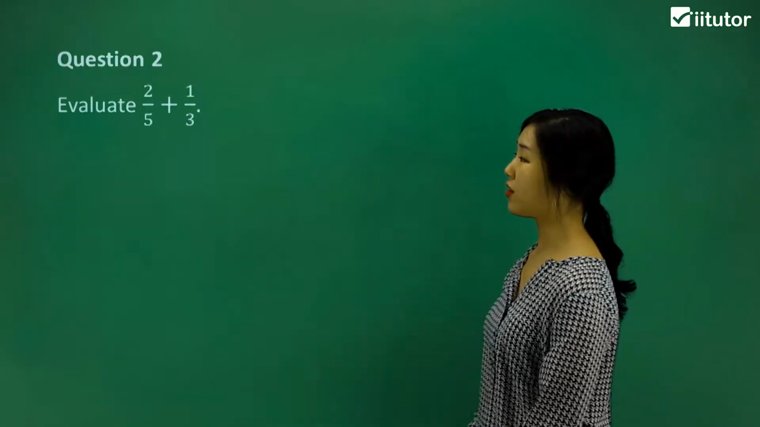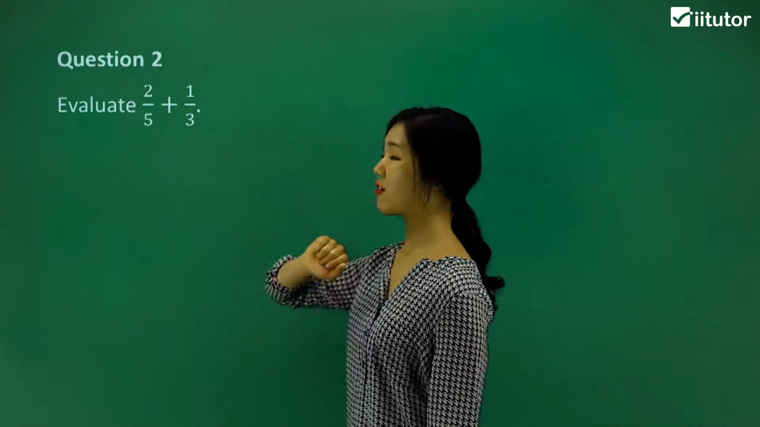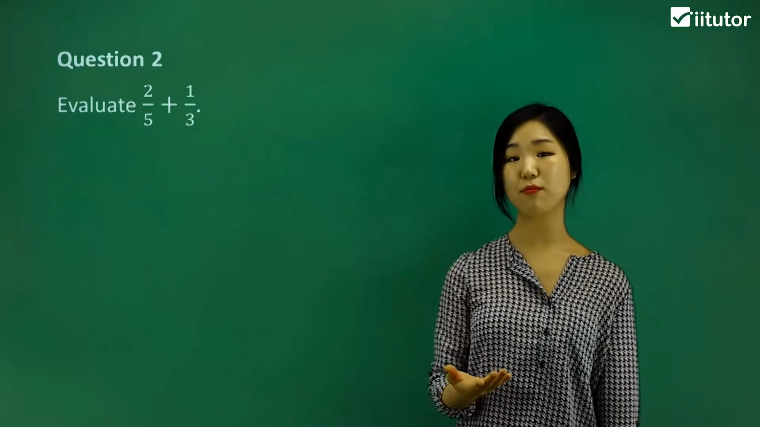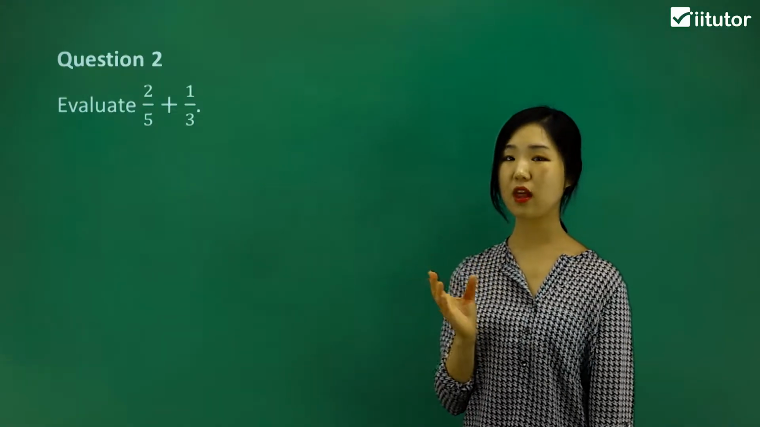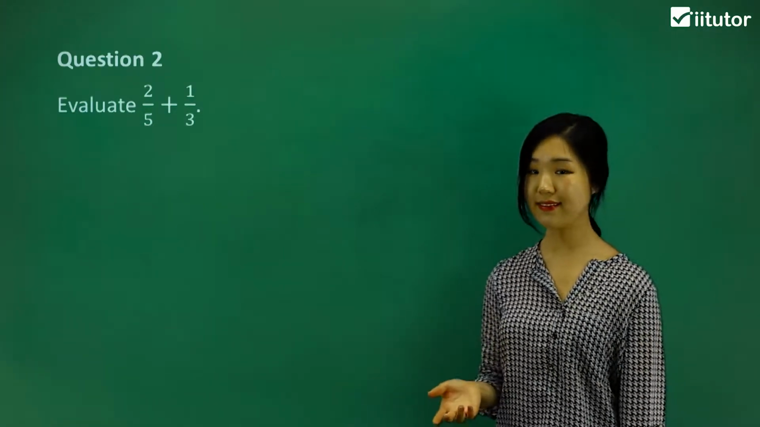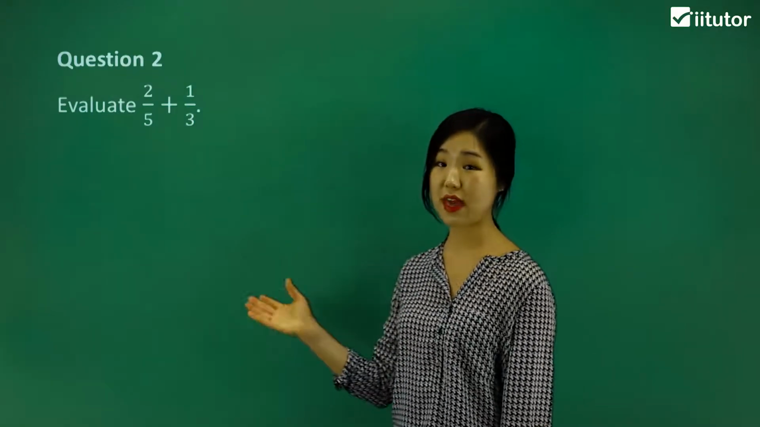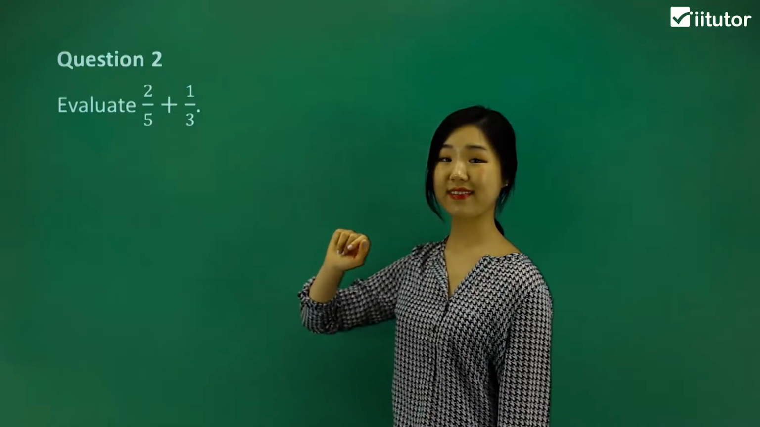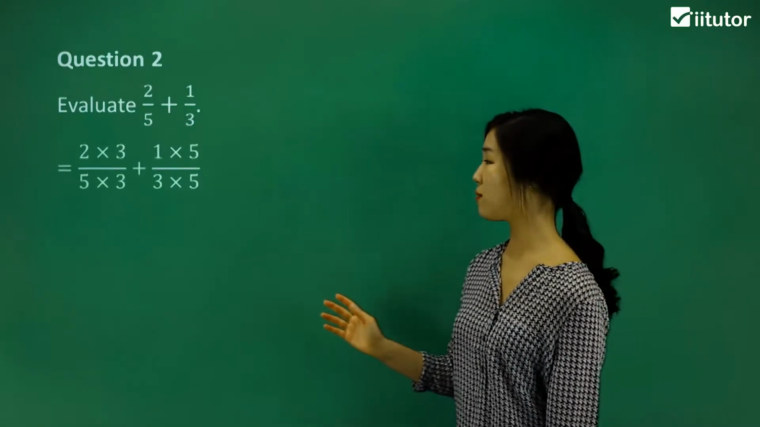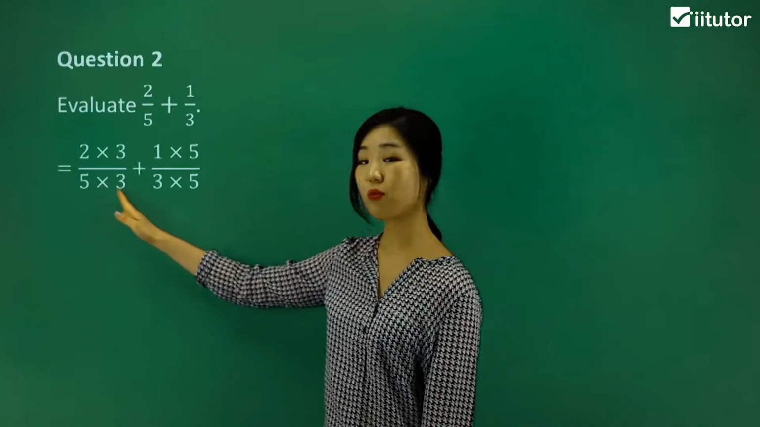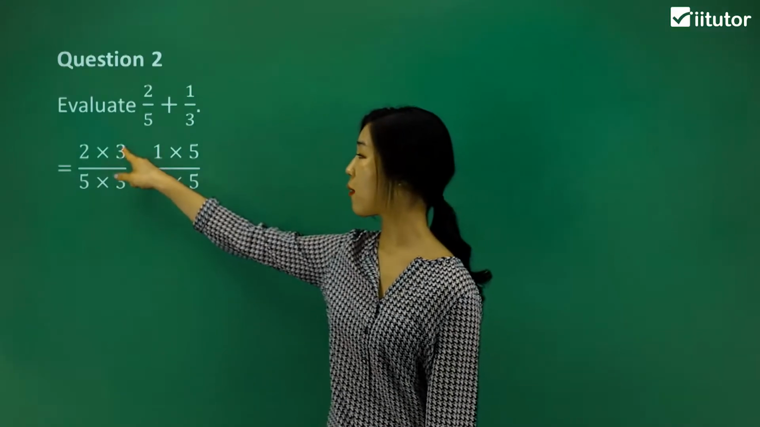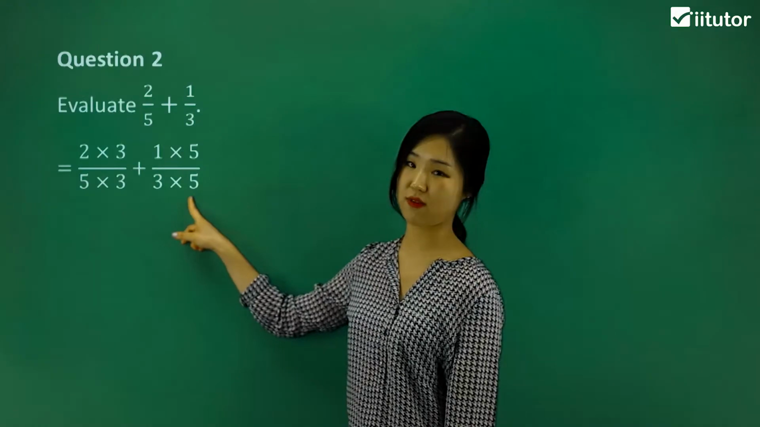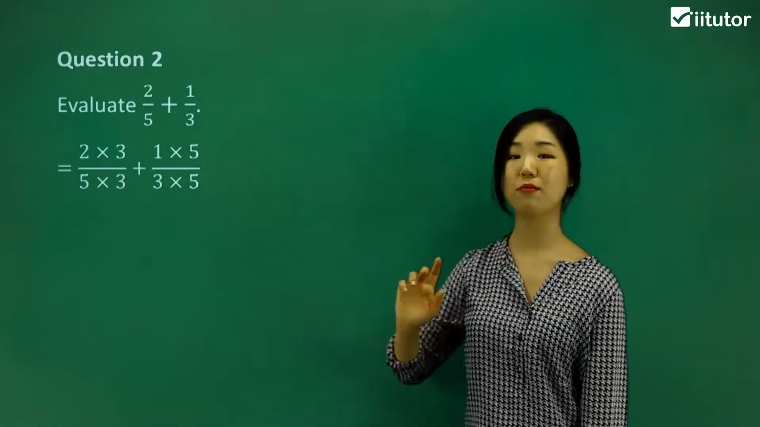Right, question 2. Evaluate the sum of two fractions like this. This time the denominators are 5 and 3. So again we have to find the lowest common multiple of the denominators to make them the same, then we can add. What is the lowest common multiple of 5 and 3, guys? It's 15. Watch what I'm doing. I know that 5 times 3 gets us 15, so I'm multiplying both top and bottom by 3. And I know that 3 times 5 will get us 15, so I'm multiplying both top and bottom by 5.